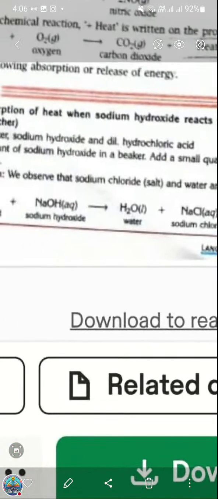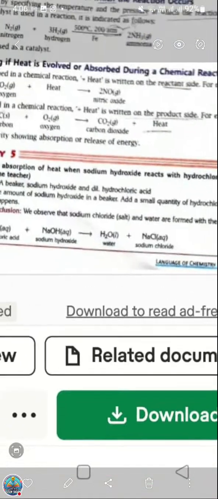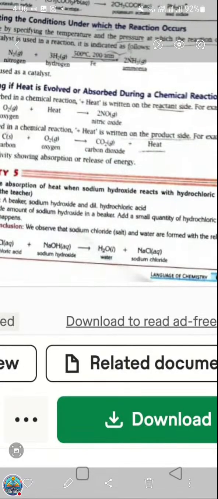Sarath, I don't feel like in language of chemistry you will be having all these things which you are sharing with me. Language of chemistry means it's a chapter where you'll be learning about symbols, how to make the formulas, and chemical names of substances. So all those must be there. 7th standard. Sarath, are you there?